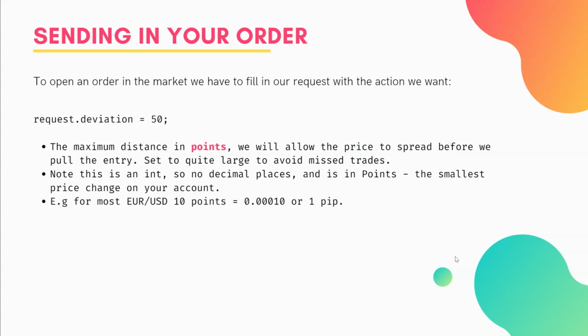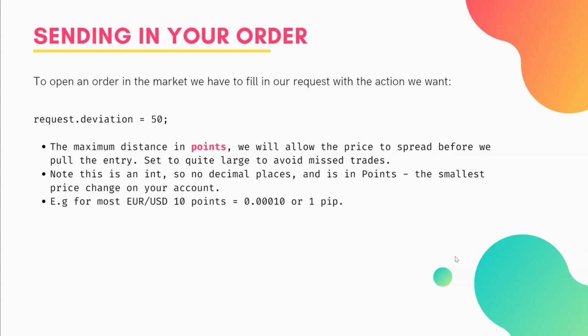Deviation is an important one. It's the maximum distance in points from the price that we've quoted before we want to pull the entry. We need to set this quite large, because in an expert advisor, you don't want to miss too many trades, particularly on closing trades. And notice that this is an integer, so no decimal points in there, and it is points, which is the smallest price change on your account.